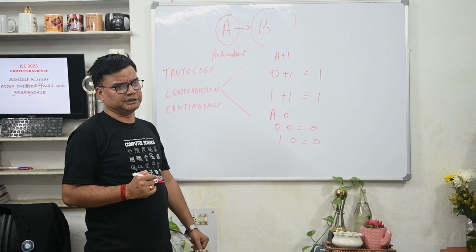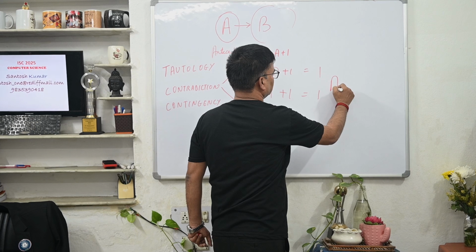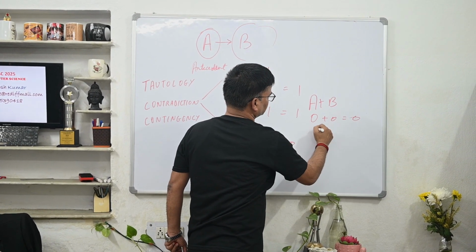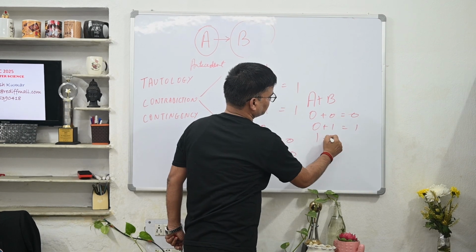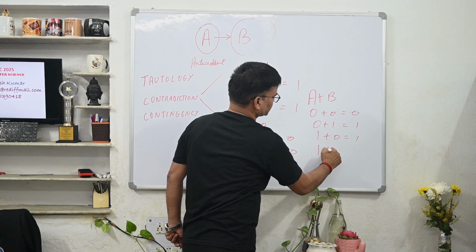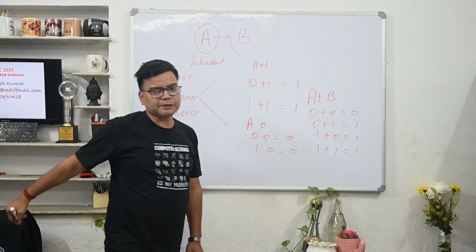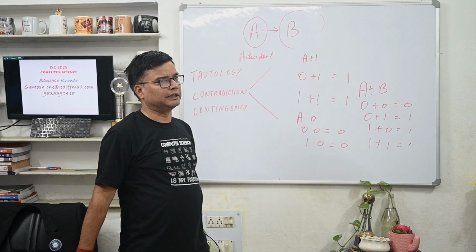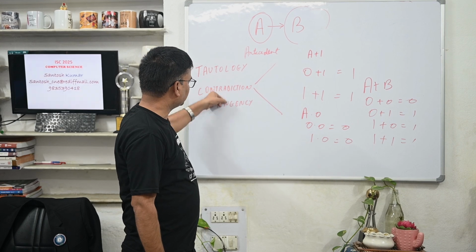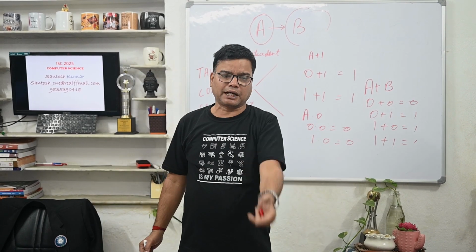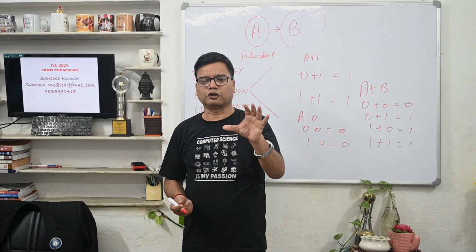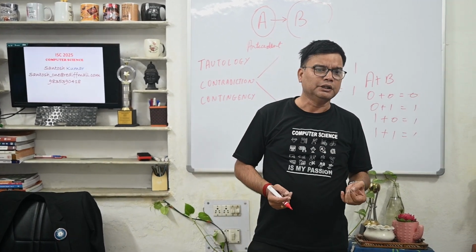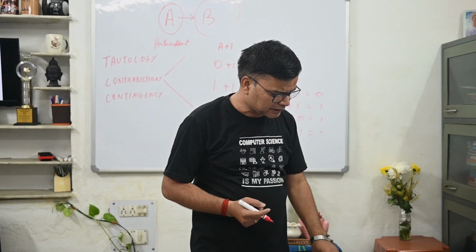Then you have a contingency. If I say A plus B. Now 0 plus 0 is 0, 0 plus 1 is 1, 1 plus 0 is 1, 1 plus 1 is 1. Such an expression which results in a combination of both true and false is known as contingency. So we have tautology, contradiction, contingency. You can be asked either the definitions of these, or an expression is given and you have to identify whether it is a tautology, a contradiction, or a contingency.